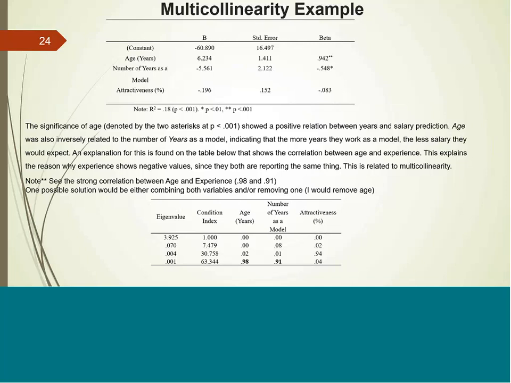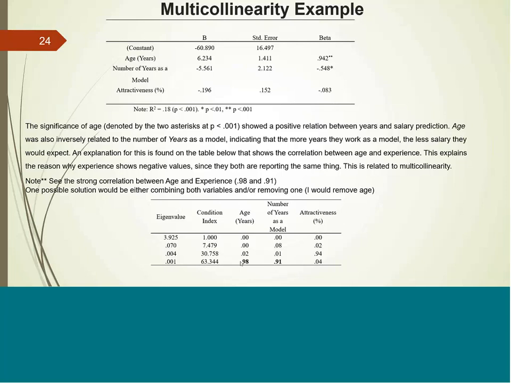This is not true, and this is related to multicollinearity. An explanation for this is found on the table below that shows the correlation between age and experience. It makes a lot of sense. This explains the reason why experience shows negative values, because they both are reporting the same thing. You see that age and number of years as a model are highly correlated.